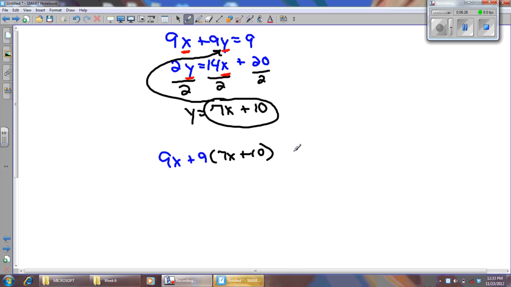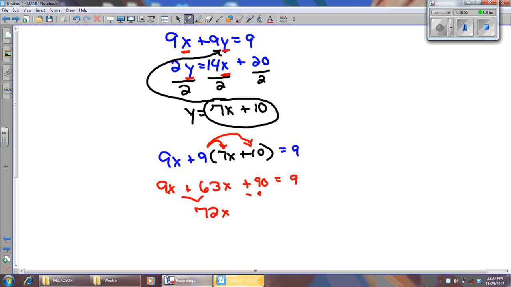Alright, and that'll have to equal 9. Now I'm going to do this problem and then I'm going to show you a shortcut for this particular one. I'm going to get 9x, I'm going to distribute and get 63x plus 90, and that's going to equal 9. And I'm going to combine my like terms here and get 72x.